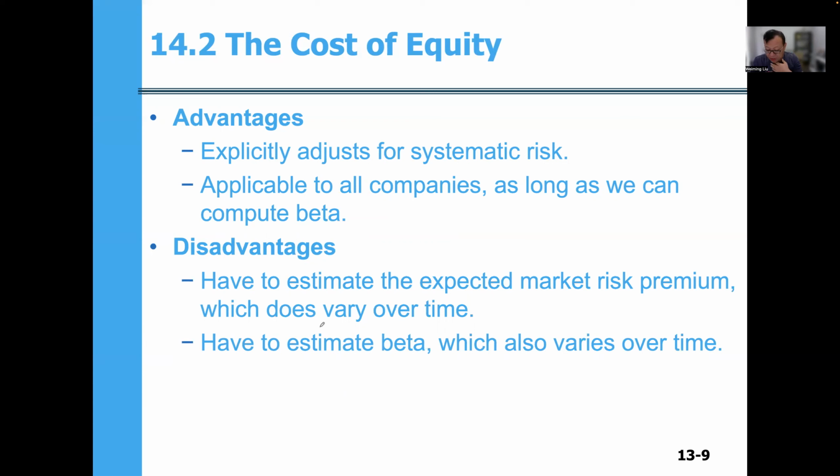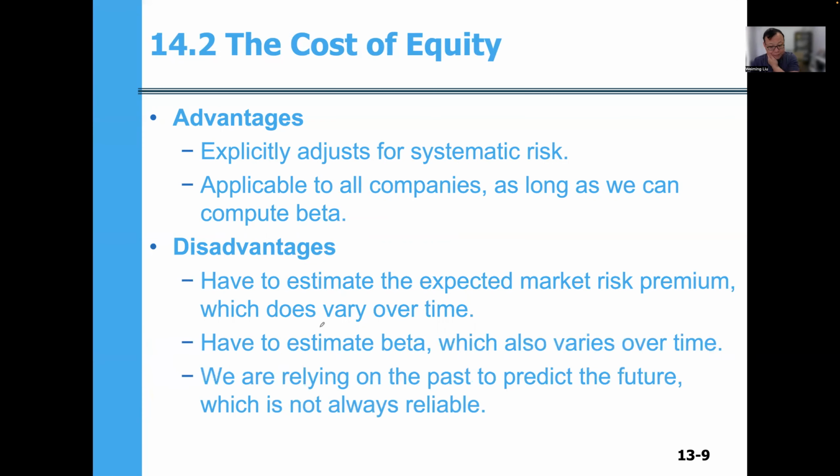The beta, the systematic risk, is not a steady number. It also changes all the time. So ultimately, under this approach, we are using the historical information to predict the future, right? So this historical information might not be always reliable.